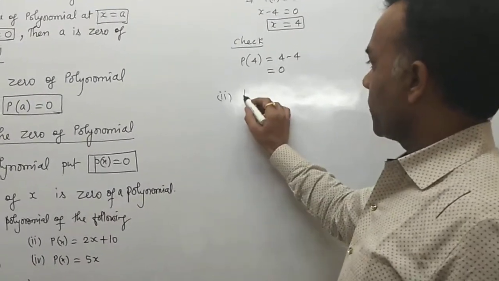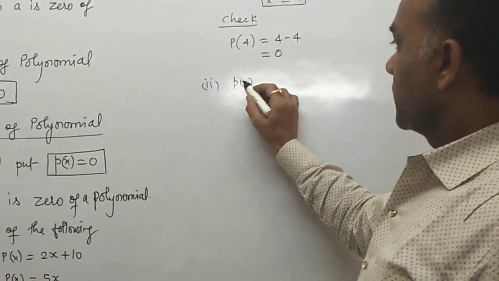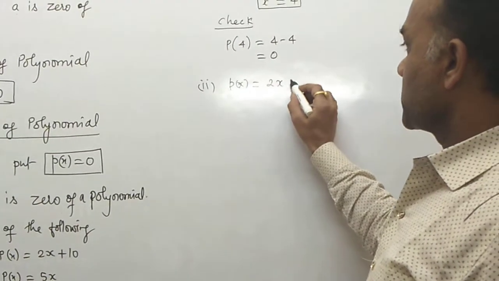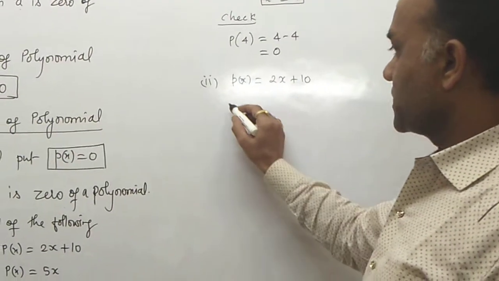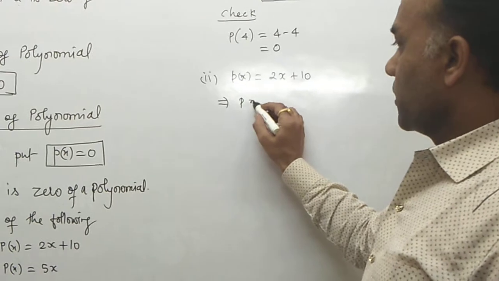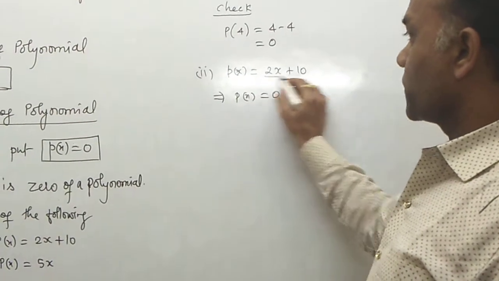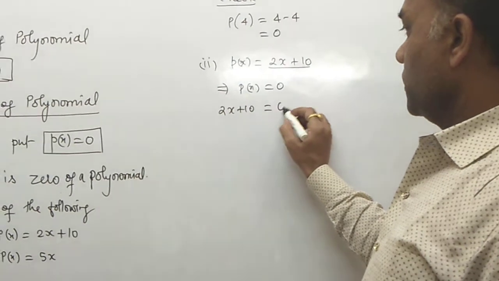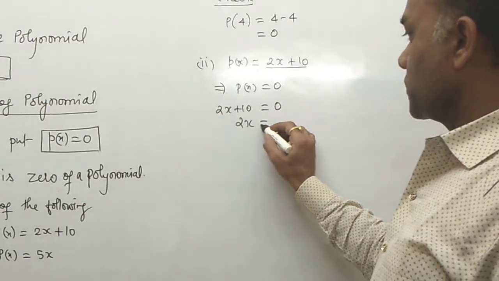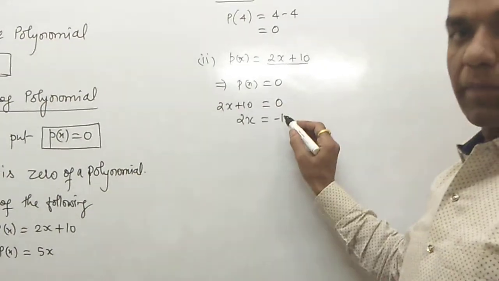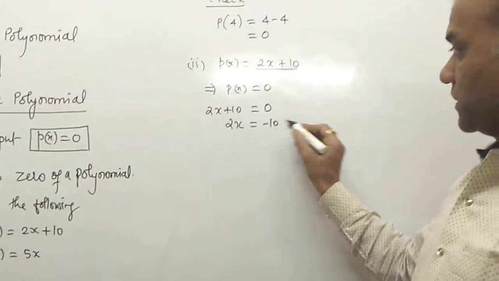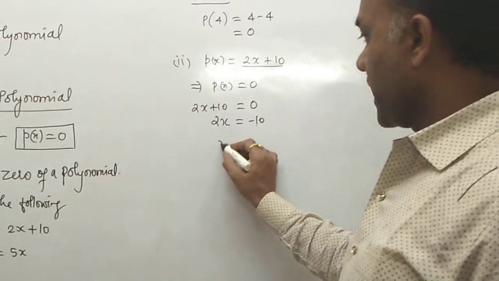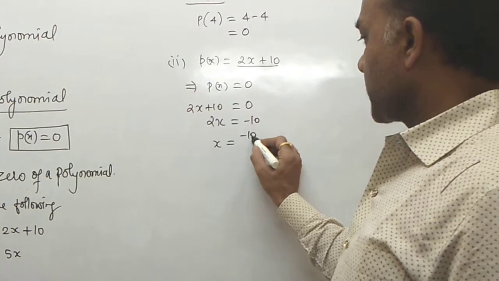Now here we have the second question. The second question is p of x equal to 2x plus 10. Same case here, we have p of x equal to 0, it means this polynomial is 0, so 2x plus 10 equal to 0. Now 2x equal to minus 10, because here we separate the variable and the constant term, then x equal to minus 10 by 2.